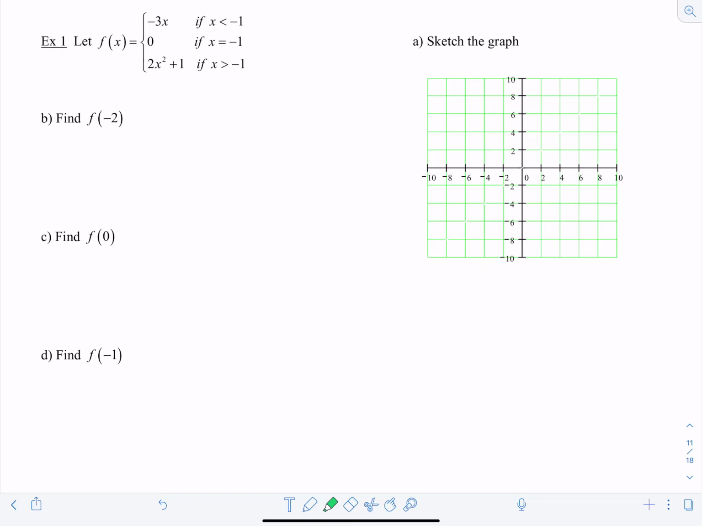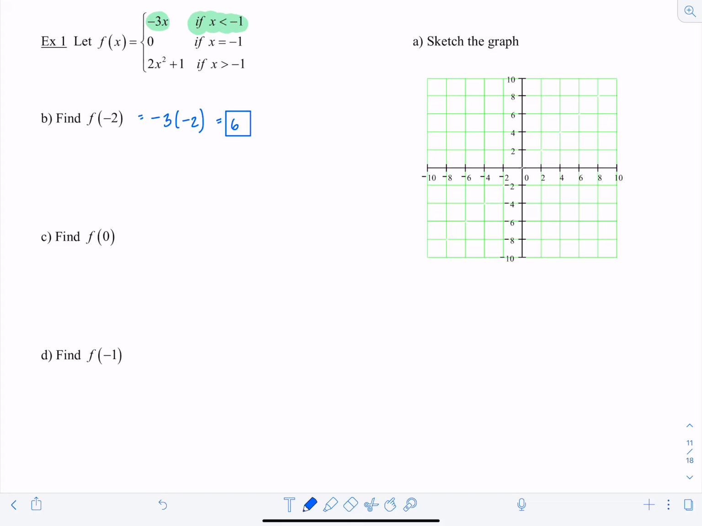So let's start off. It says sketch the graph first, but we're not. We're going to do part B. Find f of negative 2. First you have to determine where you're going to plug in the negative 2. Notice negative 2 is less than negative 1, isn't it? So I'm going to use the equation f of x equals negative 3x when I'm evaluating f of negative 2. So I have negative 3 times negative 2, which is positive 6. That's my answer there.